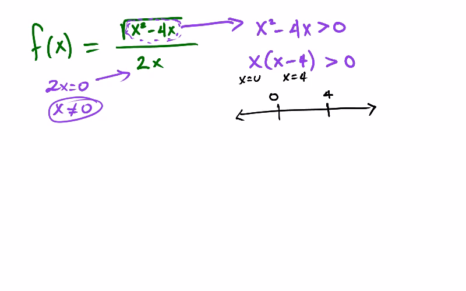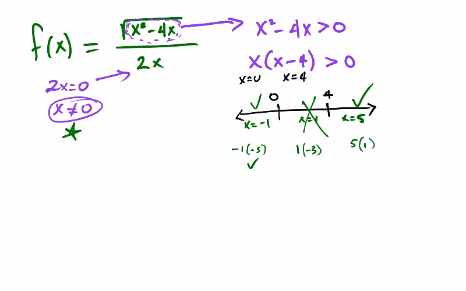The intervals can be tested by x equals -1, x equals 1, and x equals 5. We plug those in and see if they make the inequality true. When I plug in -1, I get -1 times -5, which is +5, so that works. Yes, good. When I plug in 1, I get 1 times -3, which is -3. That's bad. When I plug in 5, I get 5 times 1, which is +5, so that's good too.